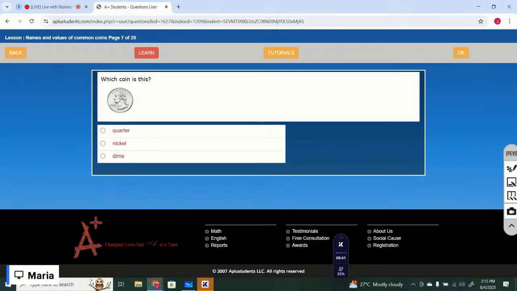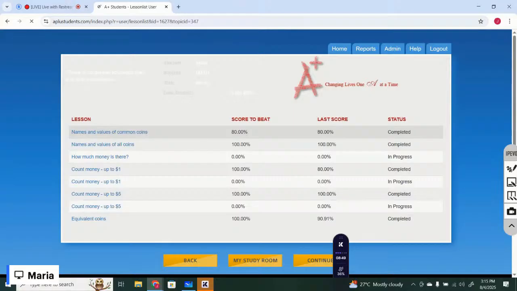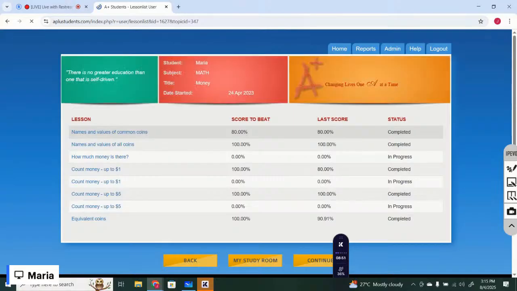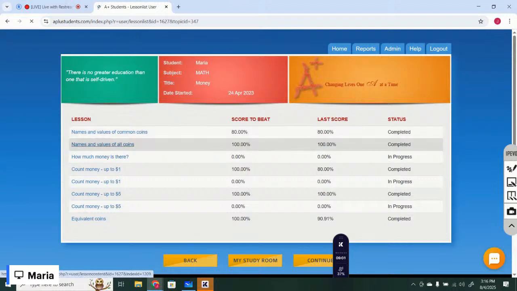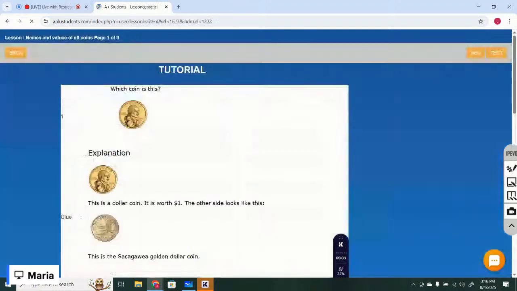Okay, which coin is this? That is the quarter, right? Okay, you can complete the lesson by yourself later today. Let me just move on to next lesson. The next lesson is name and values of all the coins. That is exactly the same one. So let's just start with the lesson.